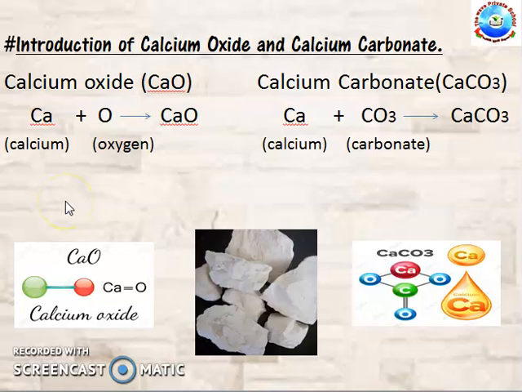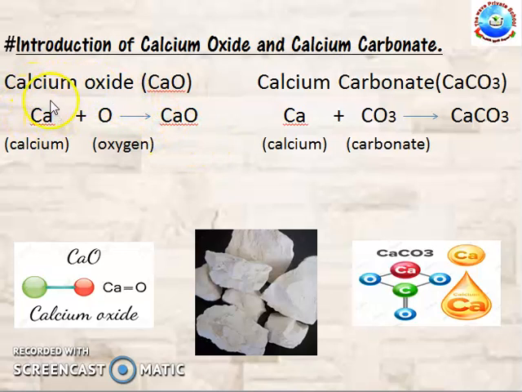Now see students, before I give you the introduction of calcium oxide and calcium carbonate, let us see there are how many elements and atoms, for example calcium, then hydrogen, oxygen, nitrogen. So what happens when they react with each other? There will be formation of some molecule or compound, right? So we are going to see that now.